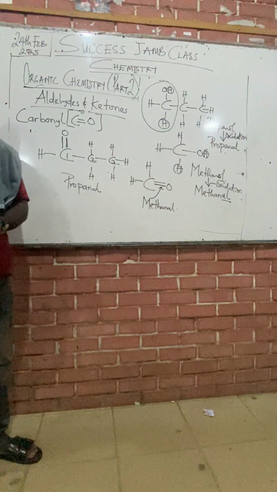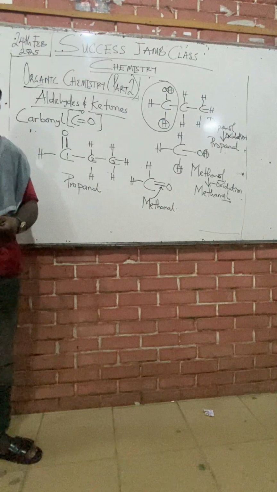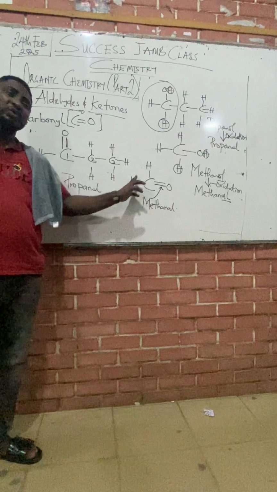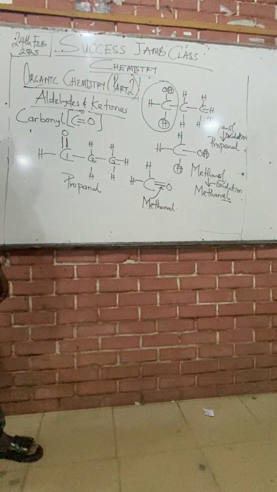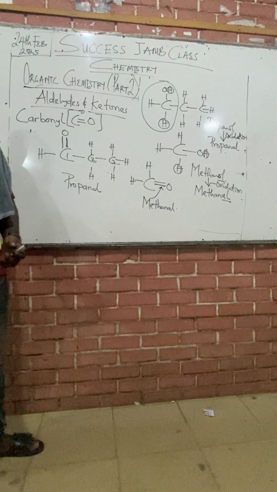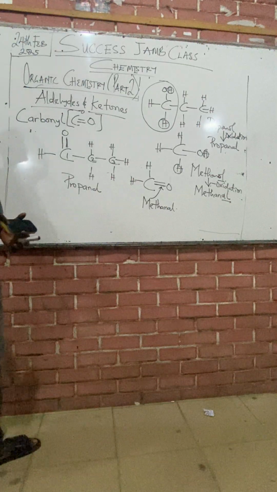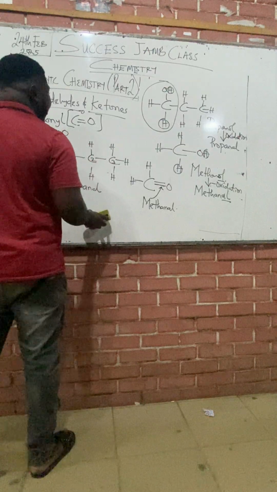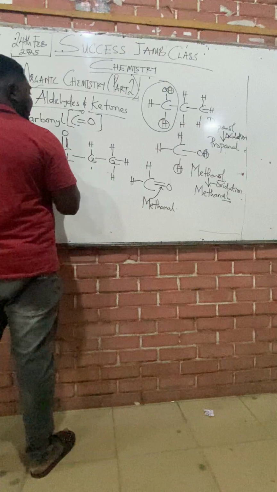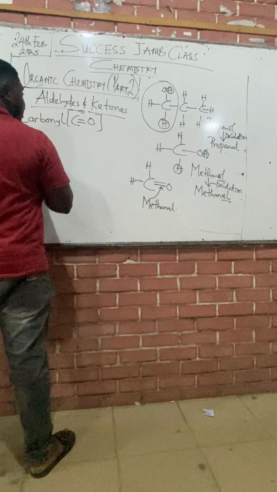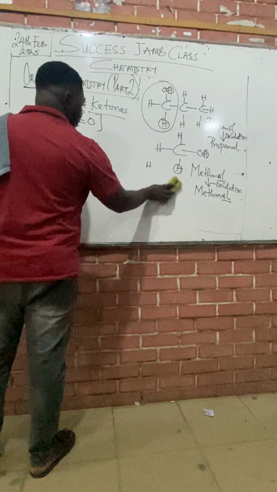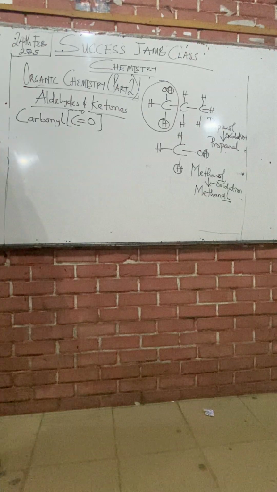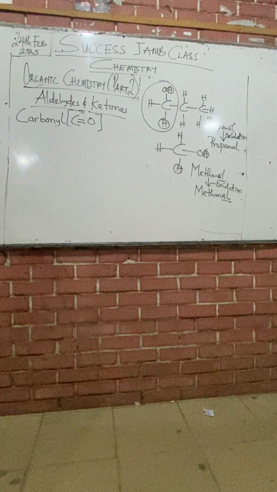So class, when we say aldehydes, the carbonyl contains at least 1 hydrogen. It can be more than 1. For example, look at this aldehyde. It contains 2 hydrogens. This aldehyde contains 2 hydrogens. Class, let's see how secondary alcohols oxidize to give ketones. Let's see how secondary alcohols oxidize to give what? Ketones.